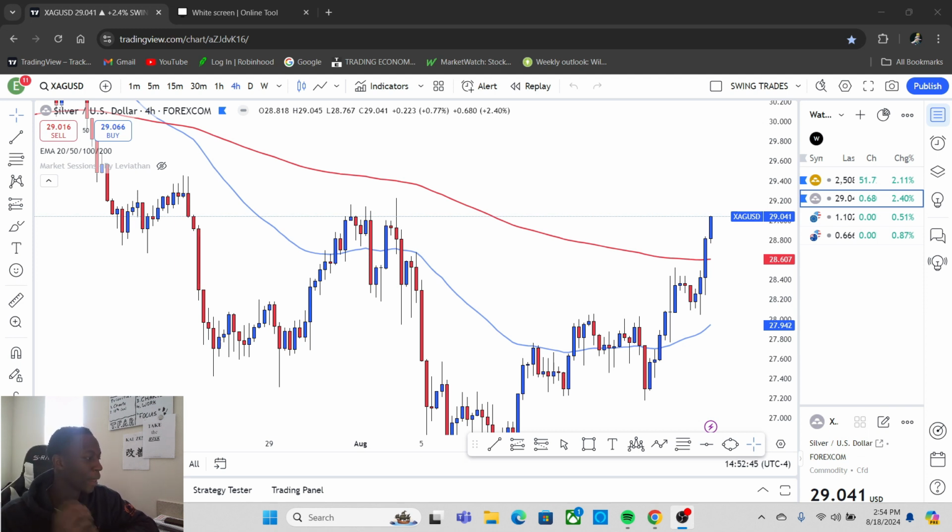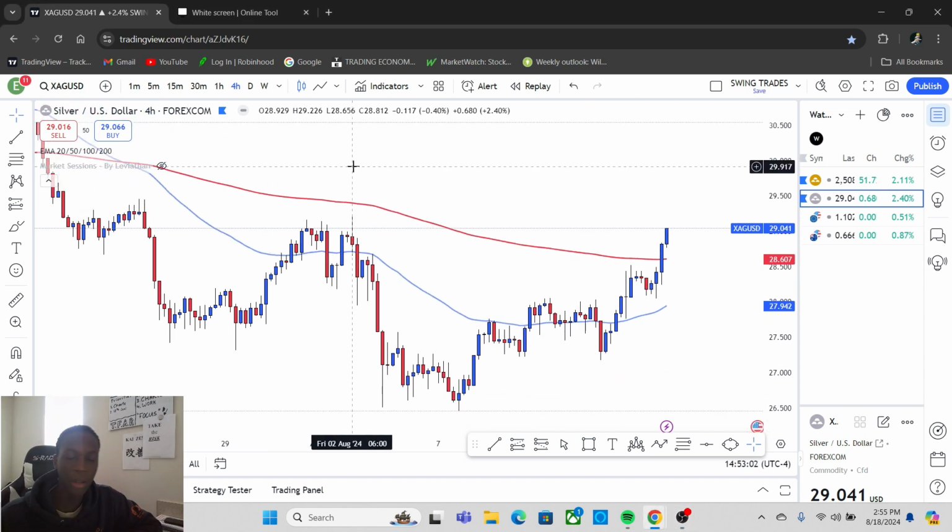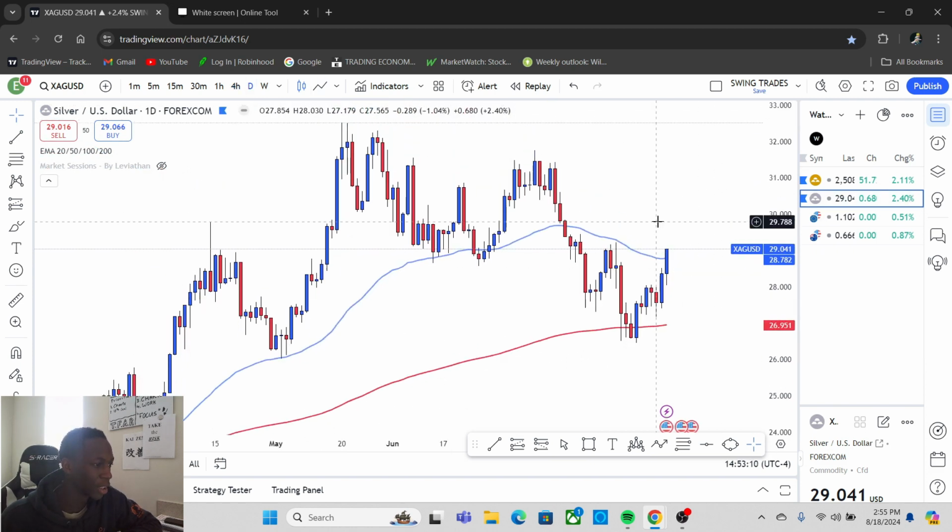Today's video is really quick, nothing complicated. I'm just going to show you how to find areas of support and resistance and areas of interest. Areas of interest are basically support and resistance. You can find them on every single time frame, it doesn't matter. This is silver right here.